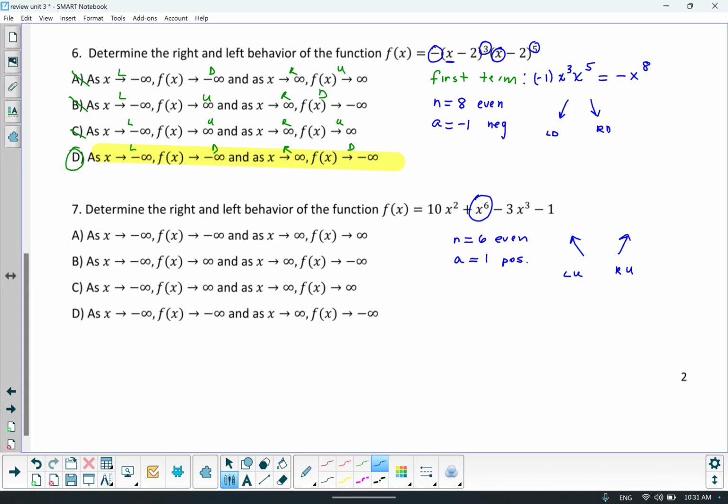So let's go through the choices. Left down, right up. That doesn't work. Left up, right down. That doesn't work. Left up, right up. That's the answer.